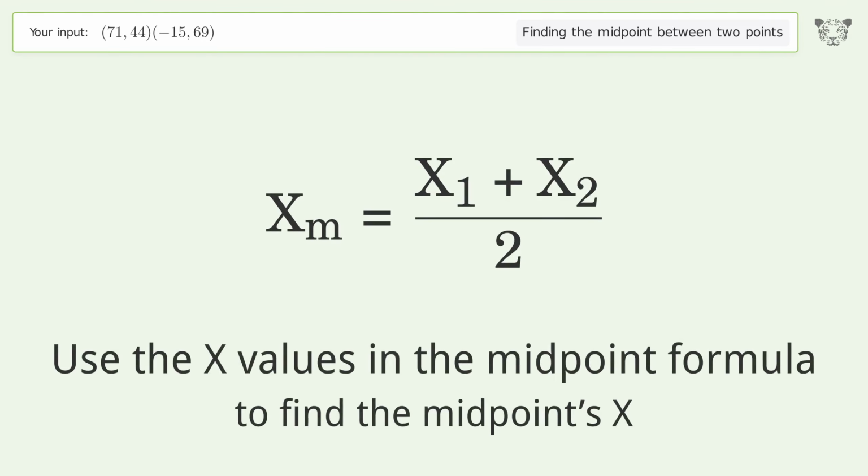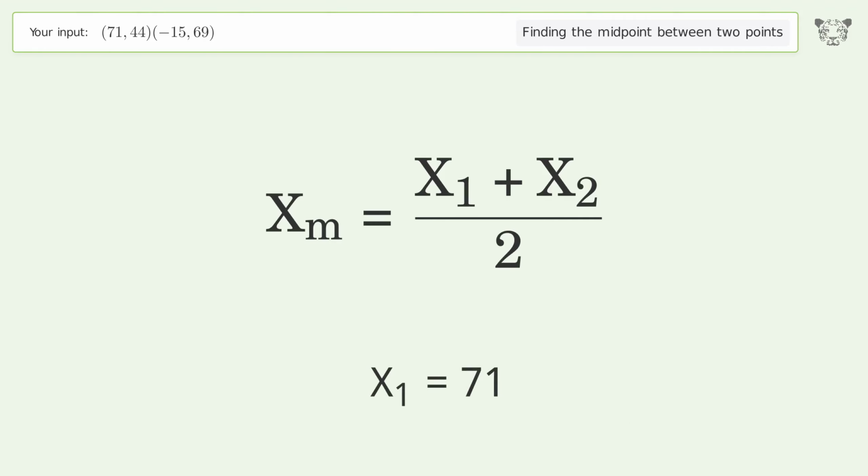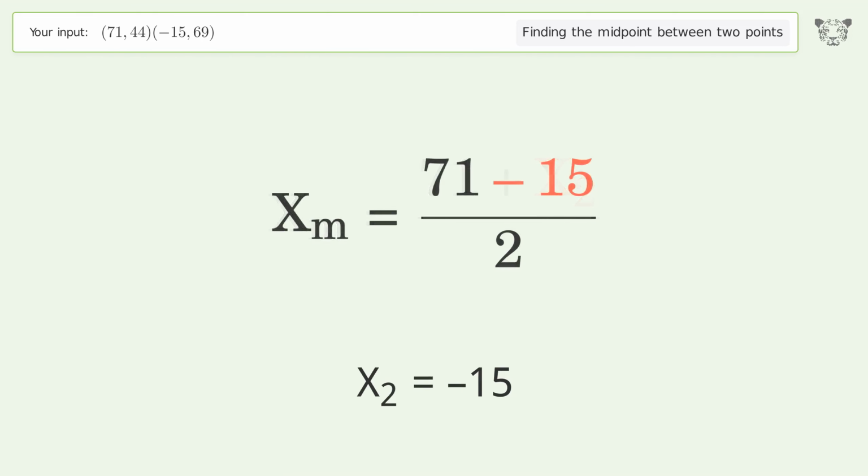Use the x values in the midpoint formula to find the midpoint's x. x1 equals 71. x2 equals -15. Simplify the arithmetic.